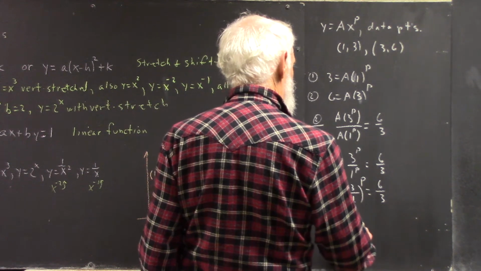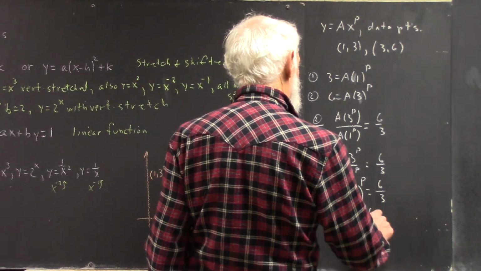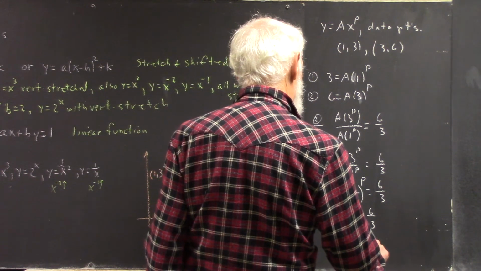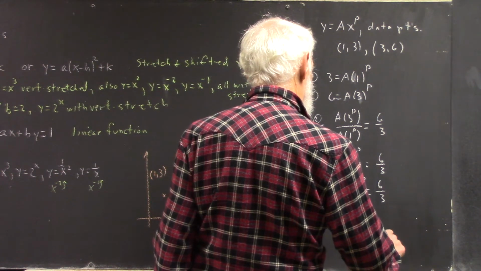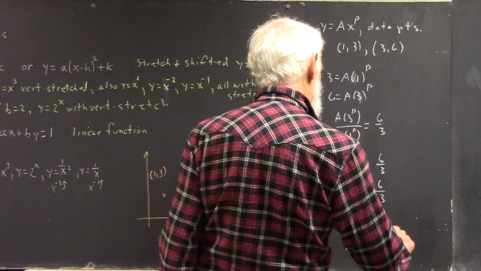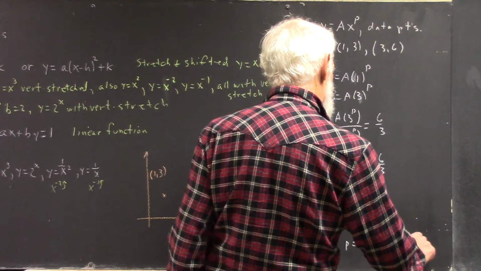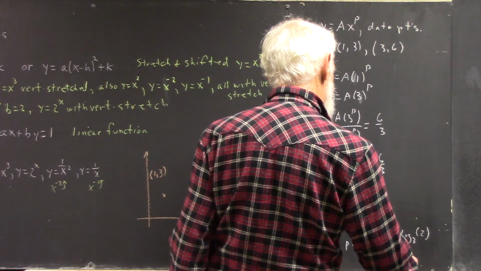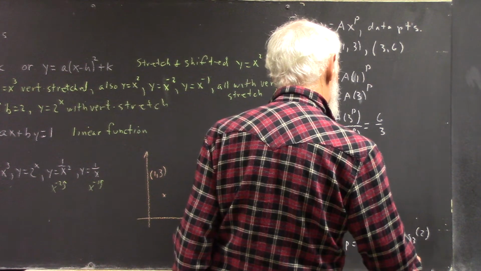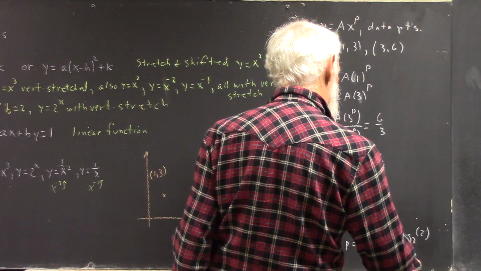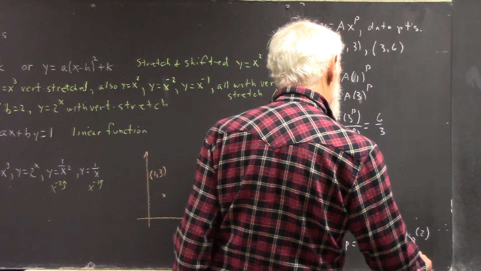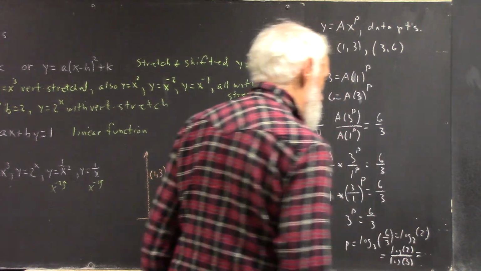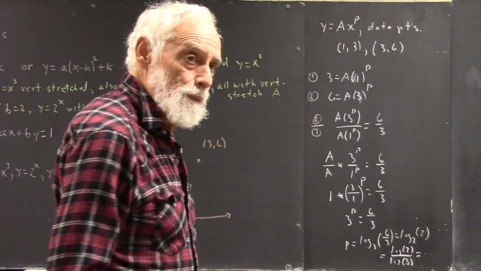Okay, so anyhow, you get this. So that's just 3 to the p equals 6 over 3. So p equals log to the base 3 of 6 over 3, which is log to the base 3 of 2, which is log of 2 divided by log of 3. That equals what it equals.